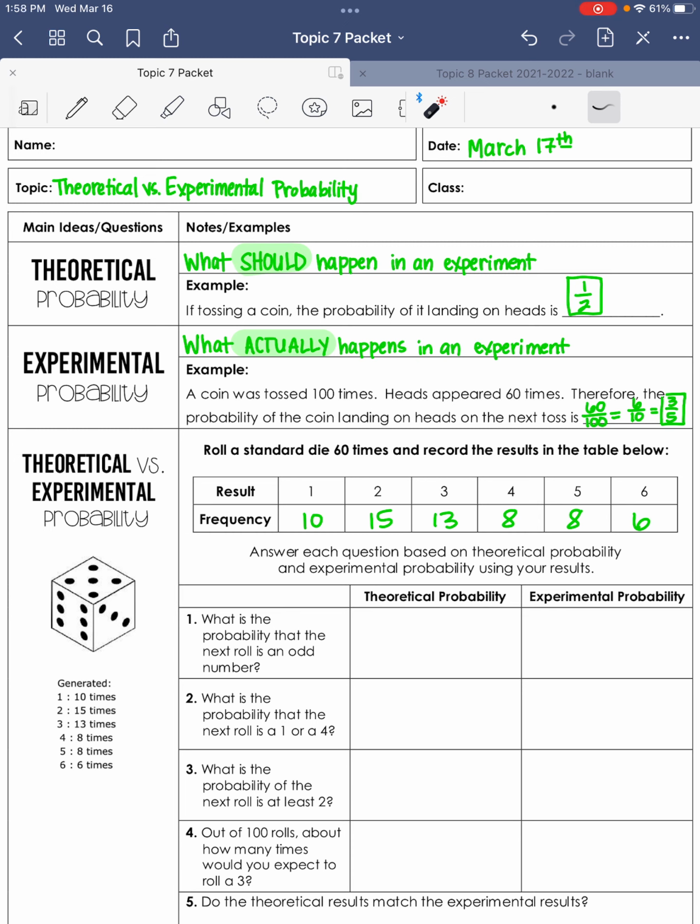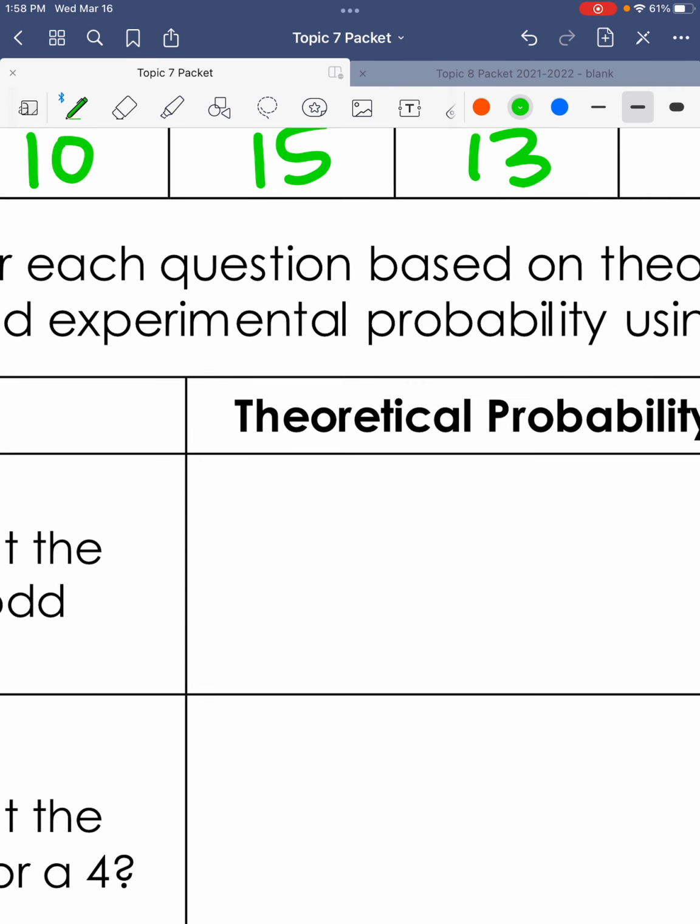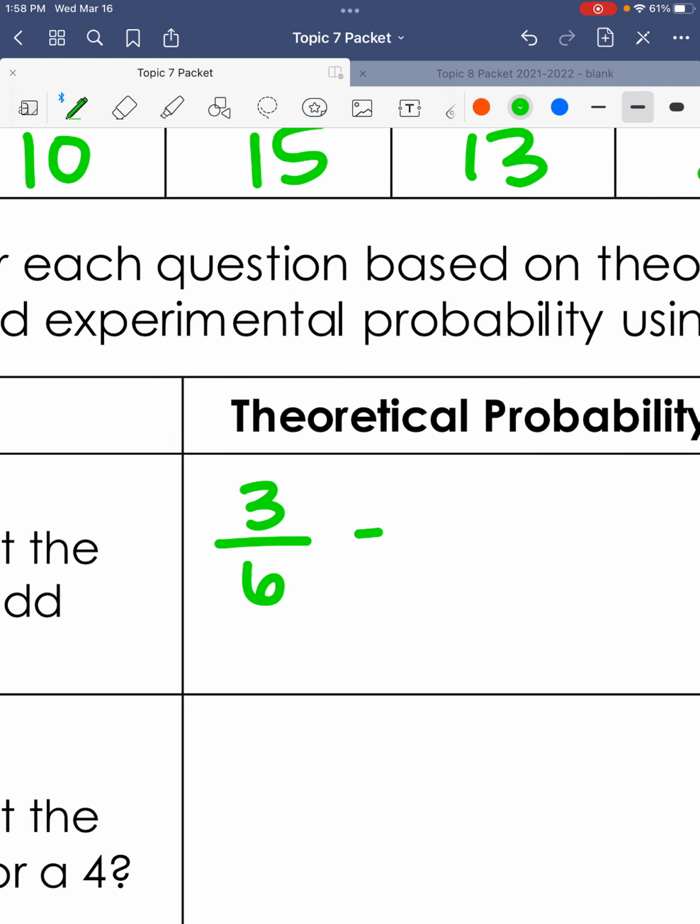Okay, so first of all, theoretical probability. How many odd numbers are on a 6-sided dice? Well, the odd numbers are 1, 3, and 5. So 3 of the 6 numbers are odd, right? So theoretically, 3 of 6 are odd. What does that reduce to? Well, that reduces to 1/2.